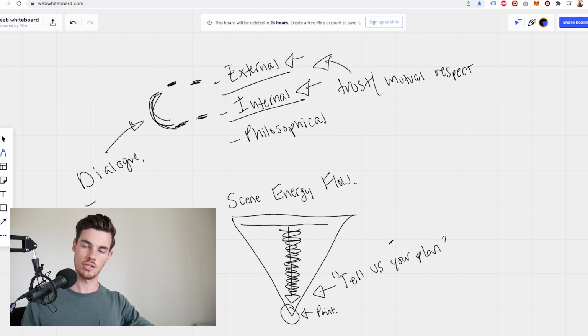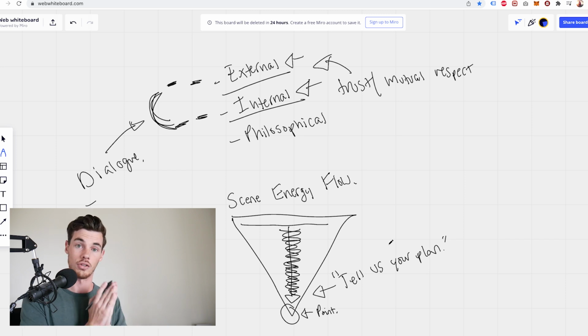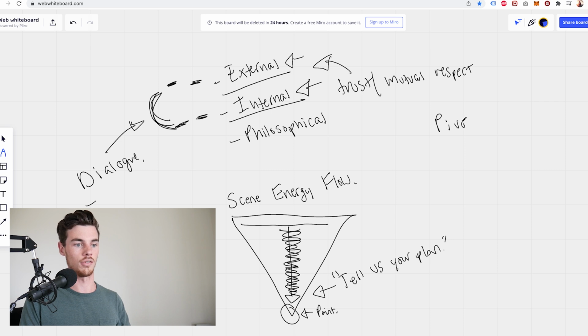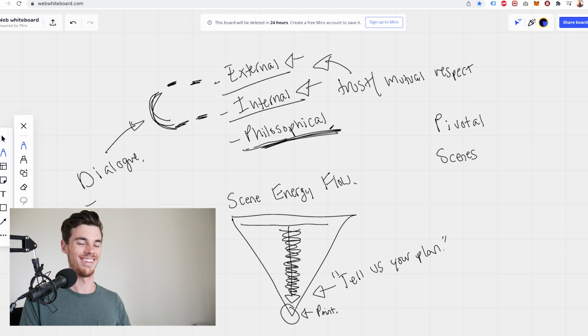Now, in the next episode, what we're going to do is look at the exact same thing, but we're going to be looking at pivotal scenes, right? So essentially, looking at scenes that don't simply deal with external and internal stakes, but deal with this right here. The philosophical stakes in your story.